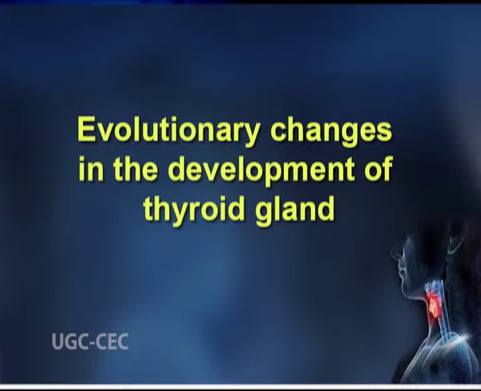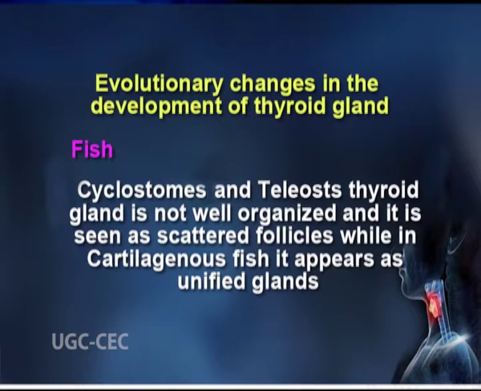We will now look into the evolutionary changes in the development of thyroid glands. The evolutionary changes in the development of thyroid glands of different species over the years have matured it to its present state. Among cyclostomes and teleost fish, the thyroid gland is not well organized and is seen as scattered follicles, while in cartilaginous fish it appears as a unified gland.